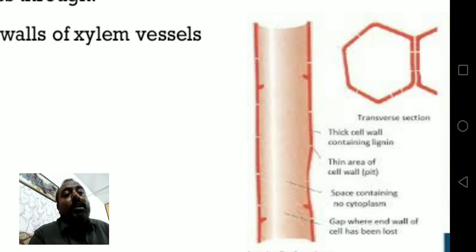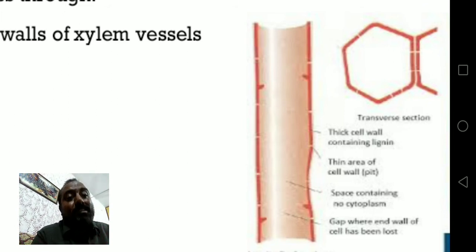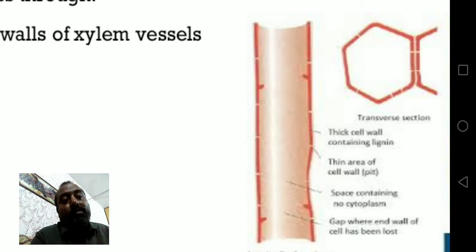Adaptation number 2 is the cross walls or end walls. You can see, if you look at the ends of this cell, cross walls or end walls are absent. So till yet I have told you 2 adaptations of this cell. Number 1, hollow lumen, and number 2, cross walls or end walls absent. Now these 2 adaptations have common advantage or common significance, and the significance is to facilitate uninterrupted transportation of water and minerals from roots to leaves.